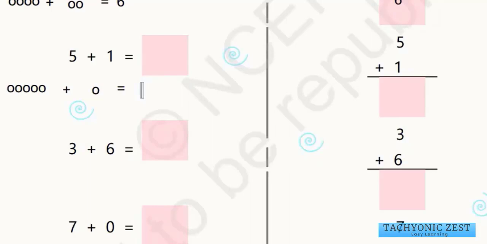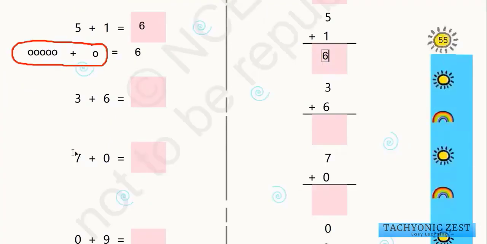So we will count now. Here we will count everything in total. If we count everything in total, how many will we get? Let us see. 1, 2, 3, 4, 5, 6. So we get 6 balls. So the answer to this question is 6. Similarly, for this question, 5 plus 1, we just saw the answer is 6. Let us see the next question.